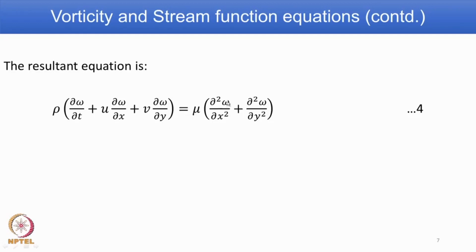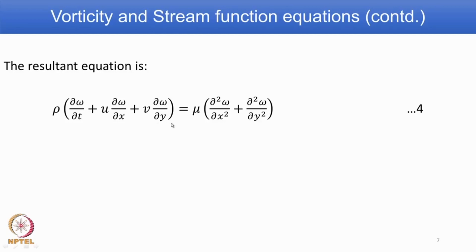On the right hand side, mu into dou squared omega by dou x squared plus dou squared omega by dou y squared. Now, if I look at each of these terms, the first term is an unsteady term, which is a local acceleration similar to the local acceleration term in the momentum equation, and the next two terms are convection terms similar to the convection term in the momentum equation.